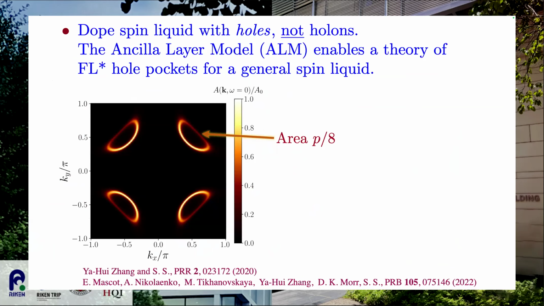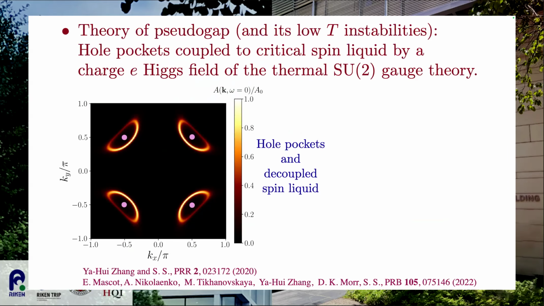How do you dope a spin liquid, and in particular your favorite spin liquid? And in fact, you have to dope it not with holons, but with electrons or holes. So here there's been a technical development which I found very powerful. It's something we call the ancillary layer model, an idea due to Yahui Zhang. I don't have time to go through that. There's a way to write this down where you take the theory of the pockets, and then you couple it to these Dirac spinons, which are sitting at these 4 points. And the coupling goes via a Higgs field and an SU(2) gauge theory. So it's a very difficult theory to simulate.